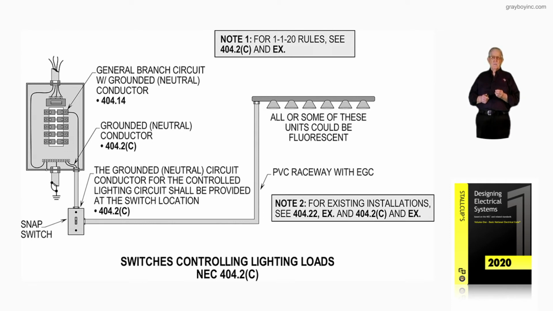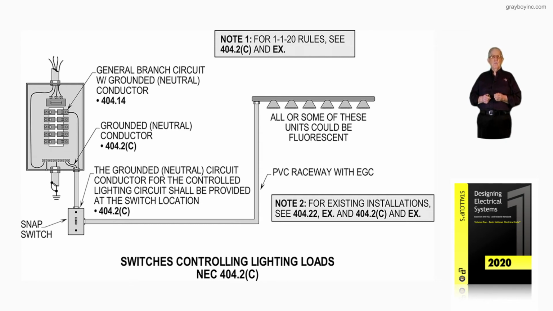Note 2 says if these are existing installations, be sure that you review the 404.2C exception along with 404.2C. The grounded neutral circuit conductor for the control lighting circuit shall be provided at the switch location in accordance with 404.2C. The conduit you see feeding the line side of that switch is large enough to pull in the neutral later. But that's where your snap switch is.